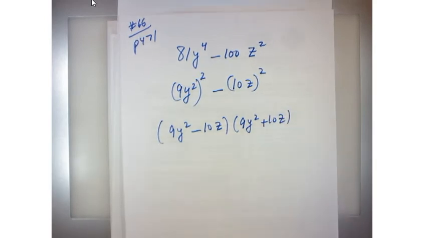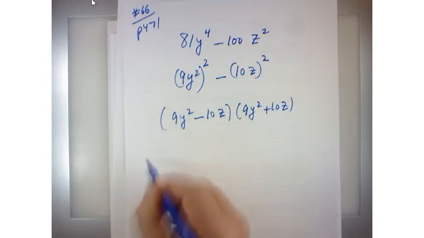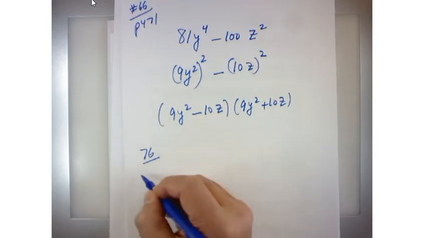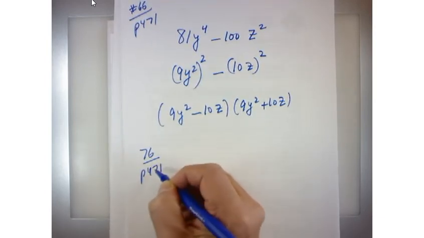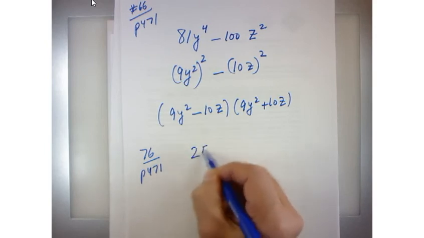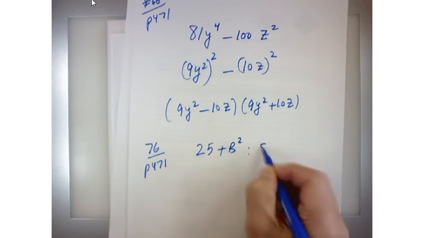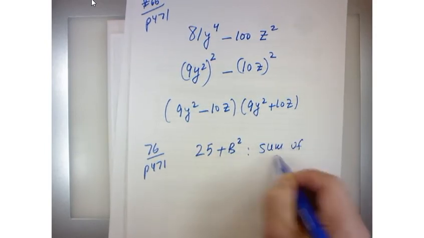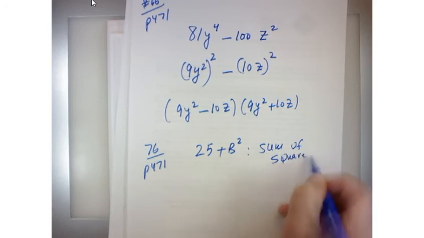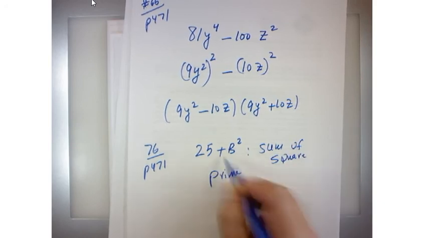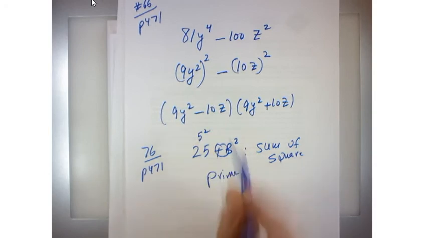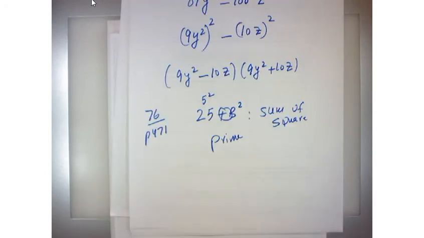Alright, now we go to 76. If you look at 76 from page 471, it's 25 plus b squared, which is sum of squares, which is prime, as you know. Can't factor that, okay? That's 5 squared plus b squared, so it's prime.